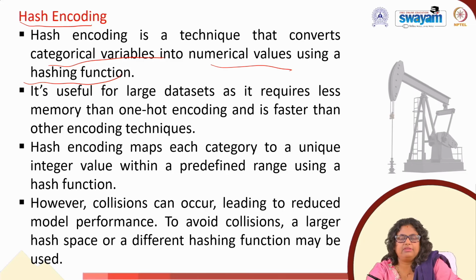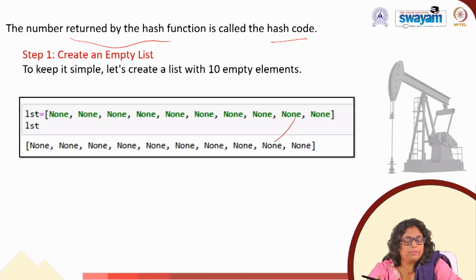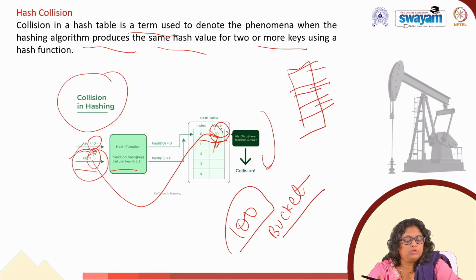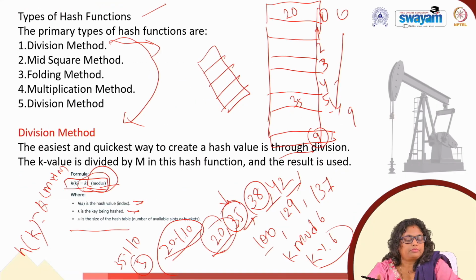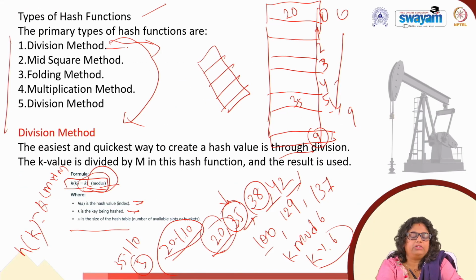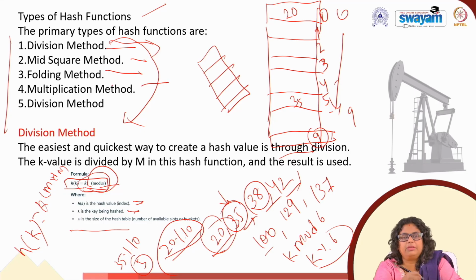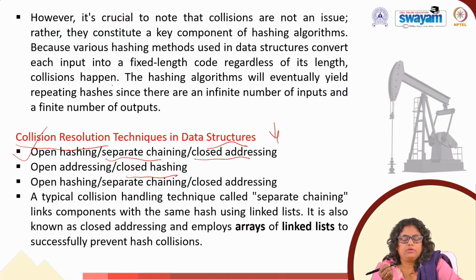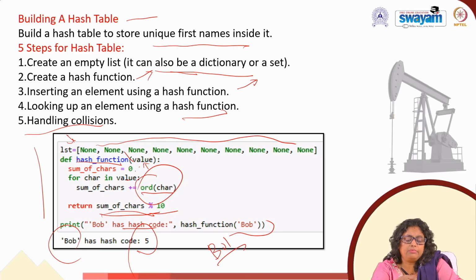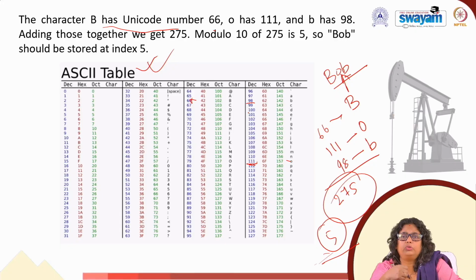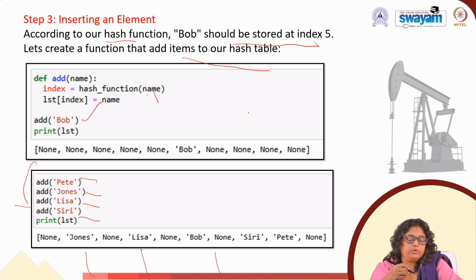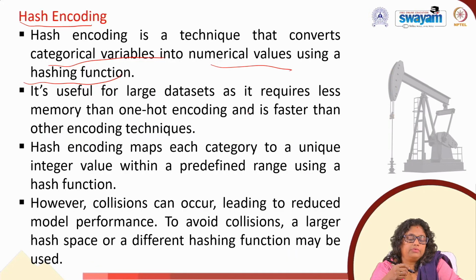So the hashing function has the division method, then multiplication, then we have another method which we talked about. A couple of methods we have talked about here. Go back. Okay, so these methods we talked about: division method, mid square method, folding method, multiplication method. And then we understood by one coding how to create a hash table and how to handle the collision also. Okay. So now we have come to the hashing encoding.